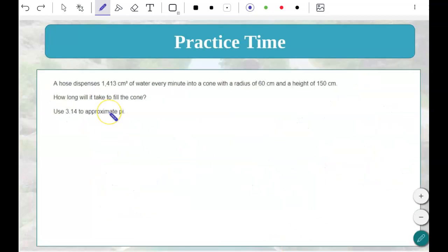All right, next one. A hose dispenses 1,413 cubic centimeters of water every minute into a cone with a radius of 60 centimeters and a height of 150 centimeters. How long will it take to fill the cone? Now, I'm assuming the cone's going to be this way, because you can't really fill it the other way, right? So our cone has, here's our radius. Radius is 60. Remember the height goes to the point here. The height is 150.